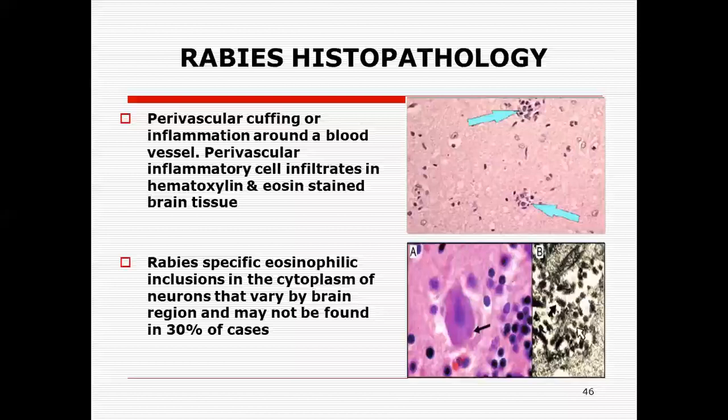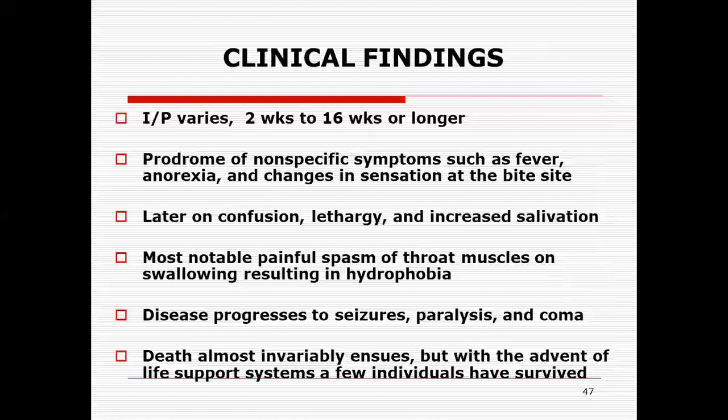The clinical findings, as well as the long incubation period, vary from 2 weeks to 16 weeks and even longer. So an exposure to the bite of a dog or a bat, if it is infected with the rabies virus, can take a long time to initiate the initial clinical signs and symptoms. In the prodrome there are non-specific symptoms like fever and anorexia, and you can feel some changes in sensation at the site of the bite. You may not feel some sensation there. So these are the early signs and symptoms.